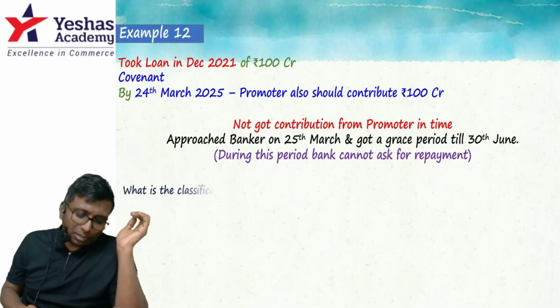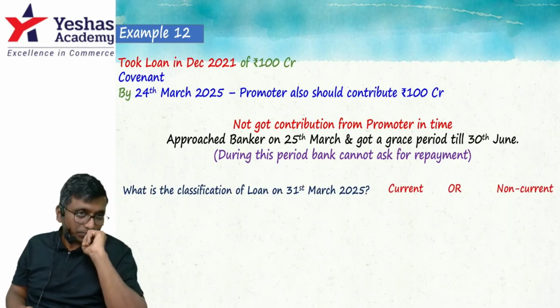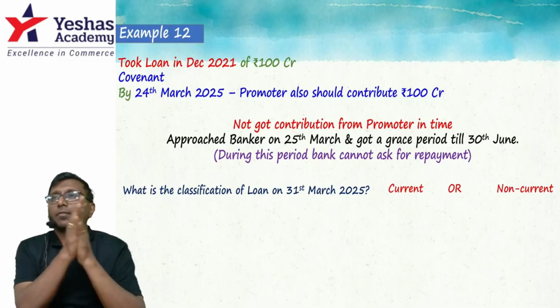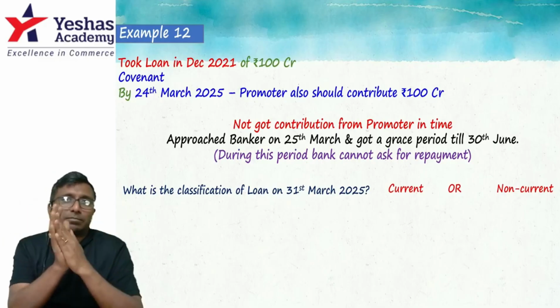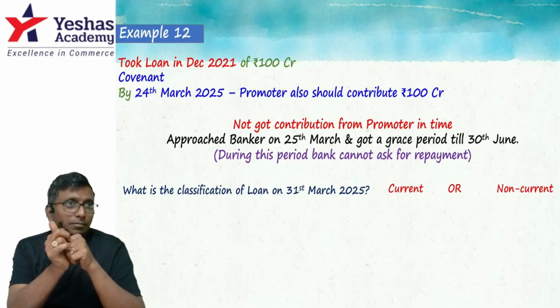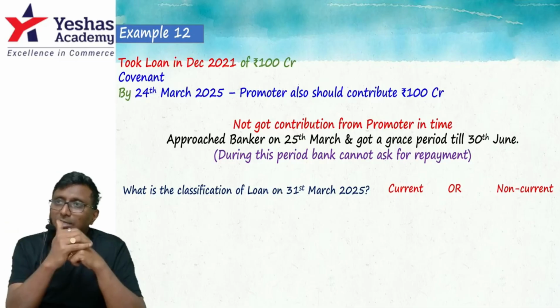Agree? Done. So now, what is the classification of the loan as on 31st March 25? Current or non-current? Think, and I'm not in a hurry. You also don't be in a hurry. Is it current or non-current?